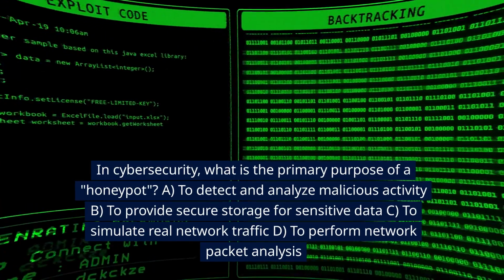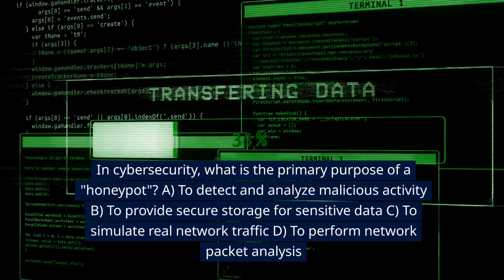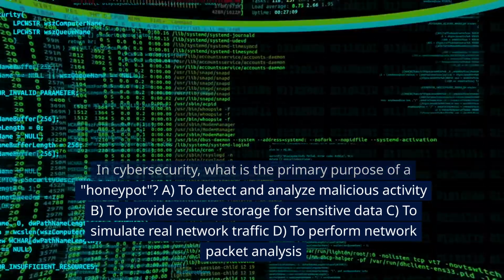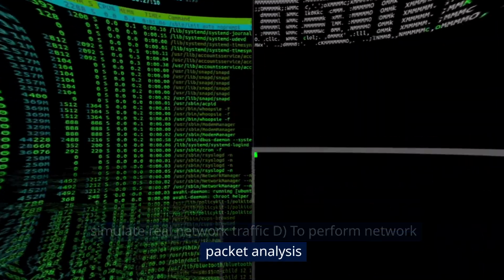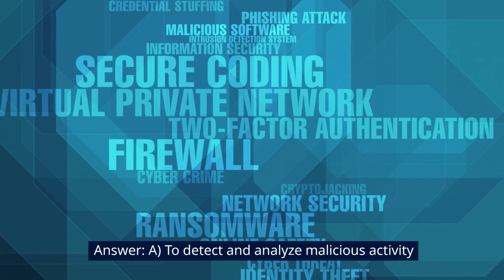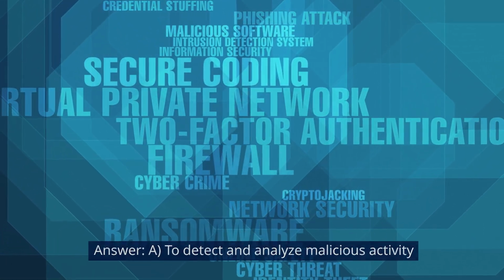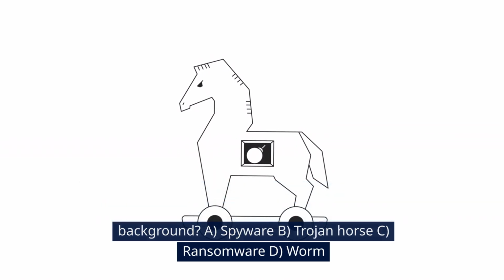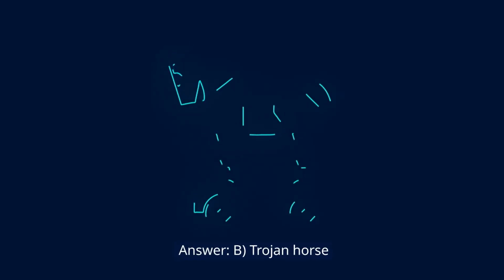A. To detect and analyze malicious activity. B. To provide secure storage for sensitive data. C. To simulate real network traffic. D. To perform network packet analysis. Answer: A. To detect and analyze malicious activity. Which type of malware disguises itself as a legitimate program but performs malicious actions in the background? A. Spyware. B. Trojan horse. C. Ransomware. D. Worm. Answer: B.